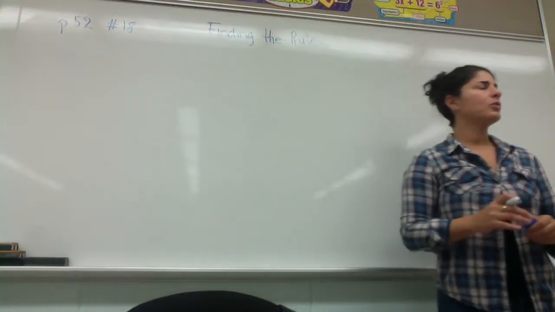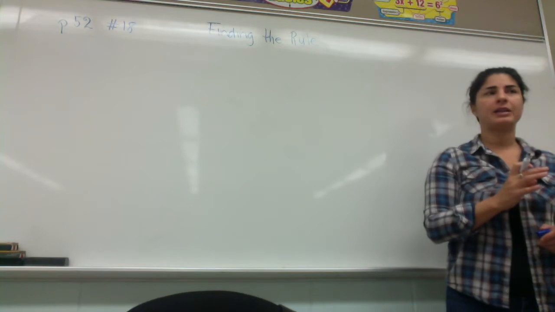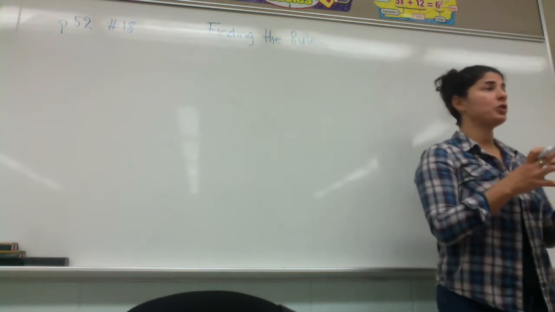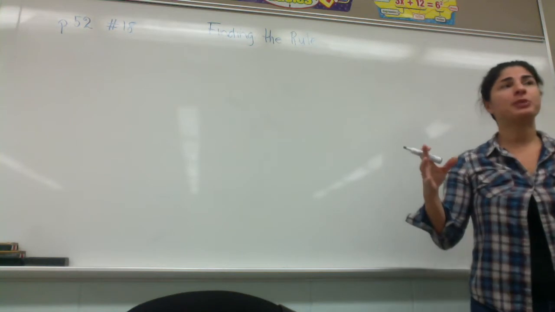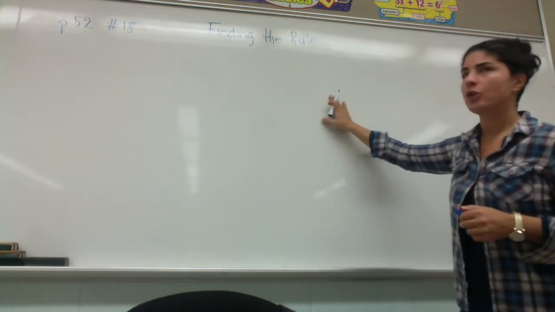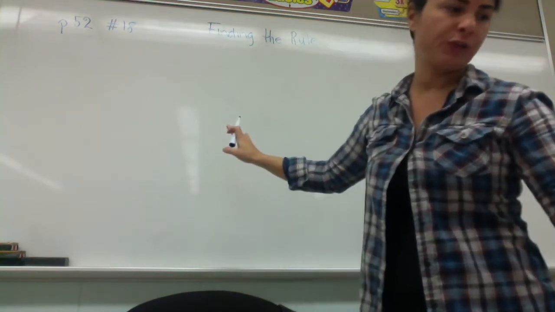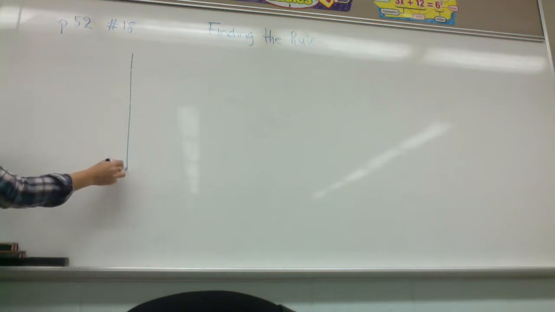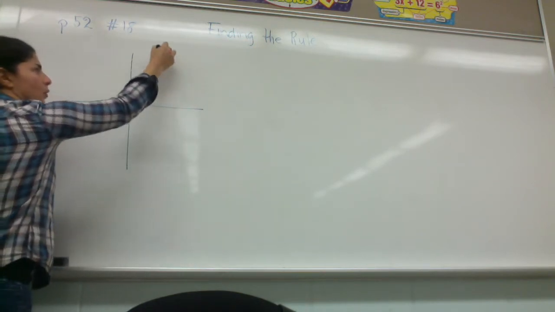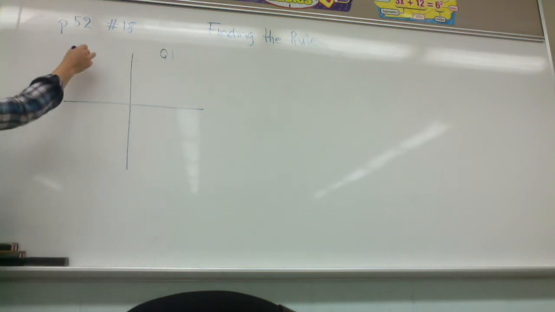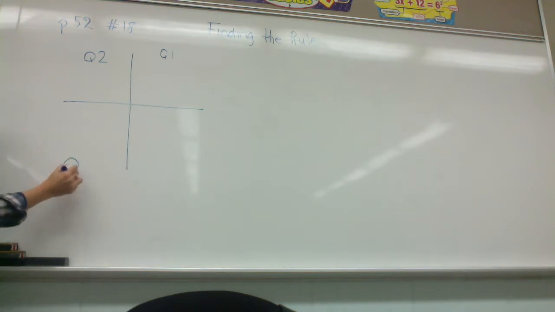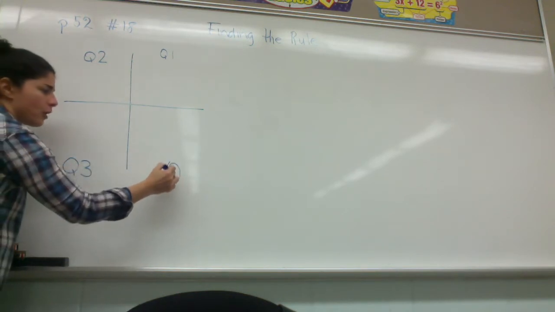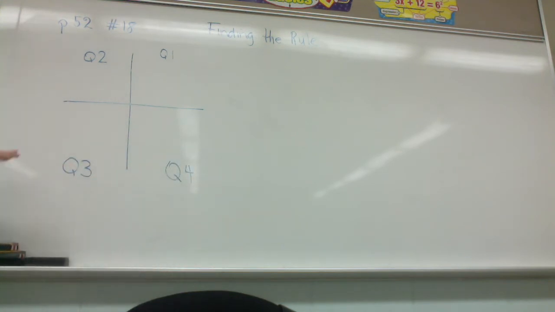So I'm going to go over the Cartesian plane, which you did a lesson on last week, and then I'm going to put it together with finding the rule. I'm using page 52. The Cartesian plane is broken up into four quadrants: quadrant 1, quadrant 2, this is just review for you guys, quadrant 3, and quadrant 4. You learned this in grade 7, and we reviewed it last week.